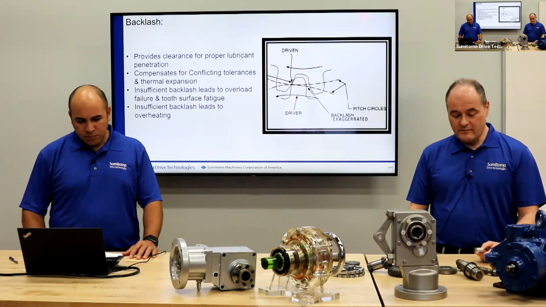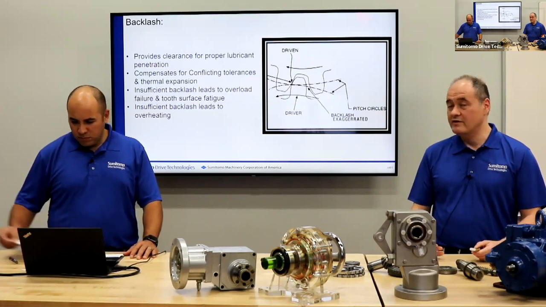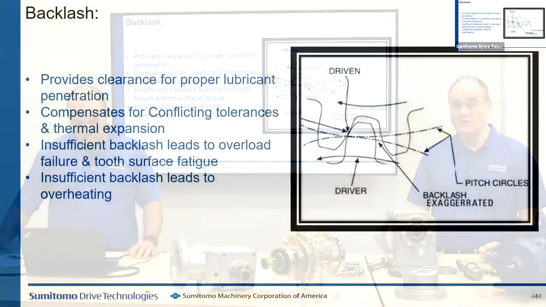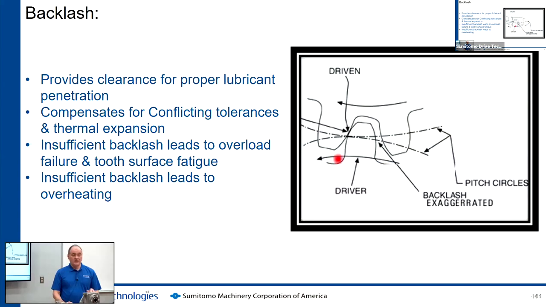Another common term that comes up with the gearing system is backlash. And backlash is the distance between two adjacent teeth. So if you have two teeth that are in contact here, you're going to have a little bit of clearance in the backside of the tooth. We have to design to allow backlash in the gearing system, because as the gearbox heats up, those teeth are going to grow and that clearance is going to get reduced.